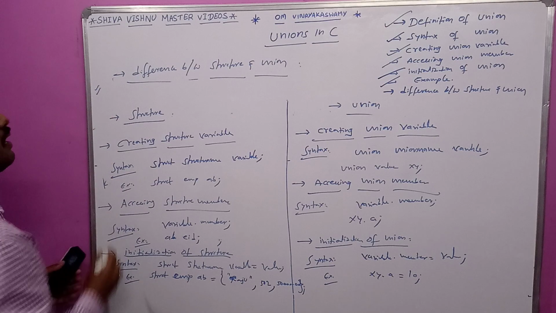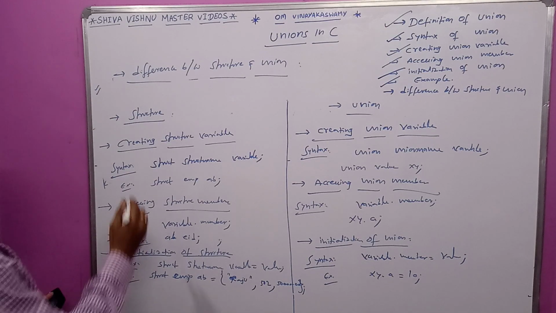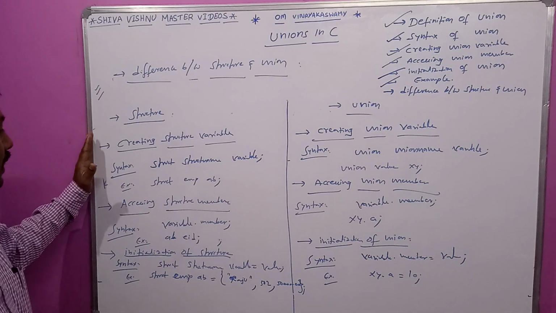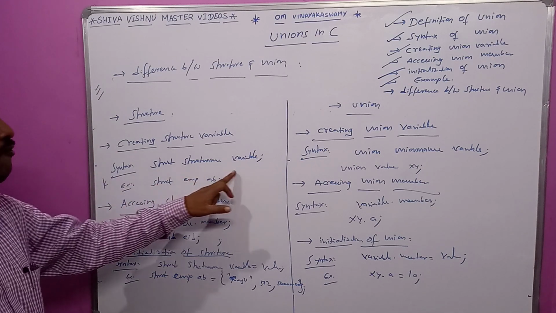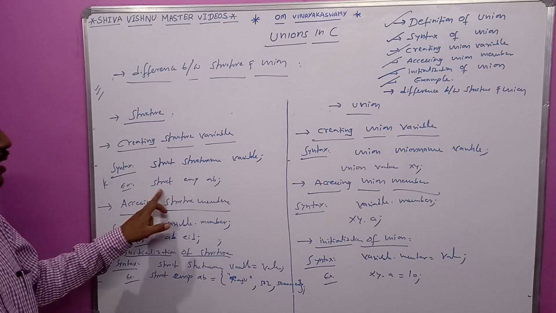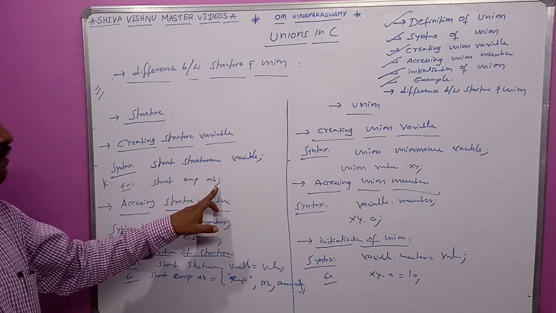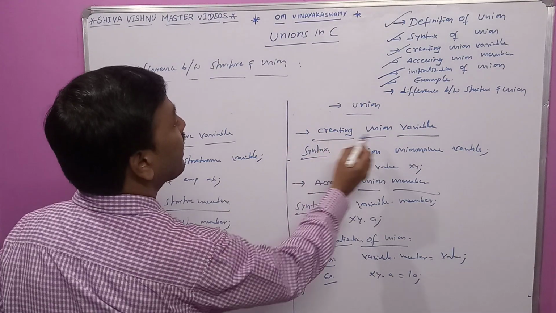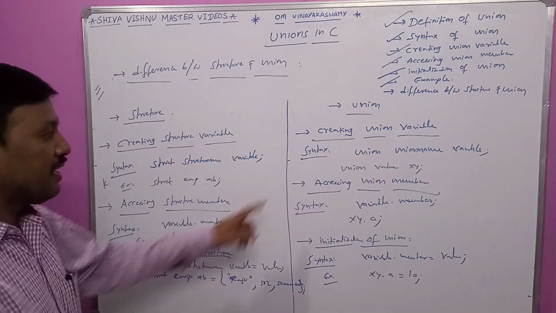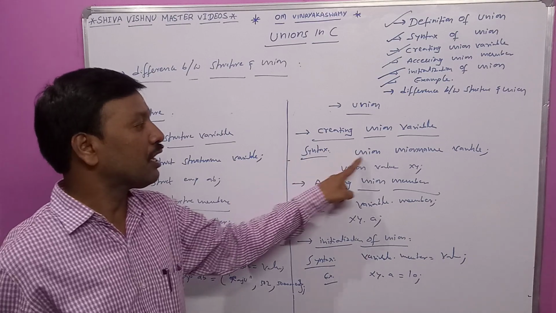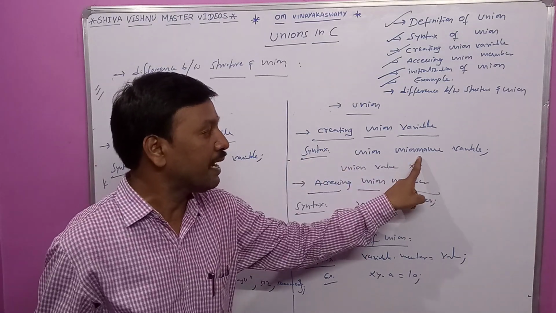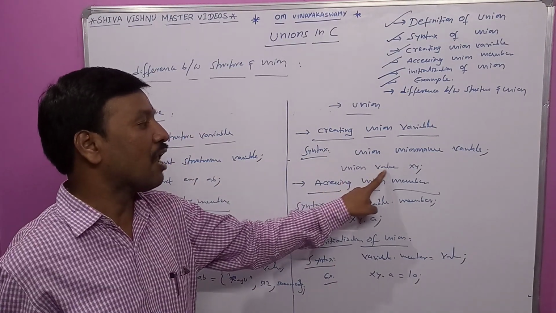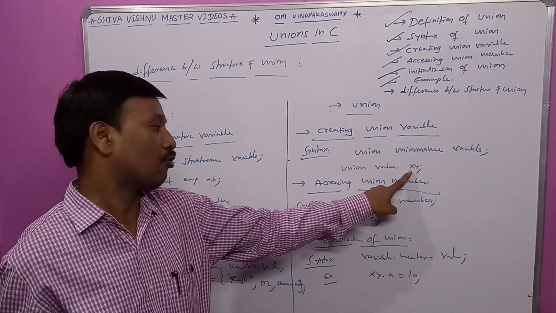The third one is creating structure variables. Here is the syntax: structure name, variable, semicolon. For example, struct emp is a structure name, and AB is a variable. Here in union, we create a union variable. Here also we have the syntax: union name, variable, semicolon. Here union name is value and xy is the variable.